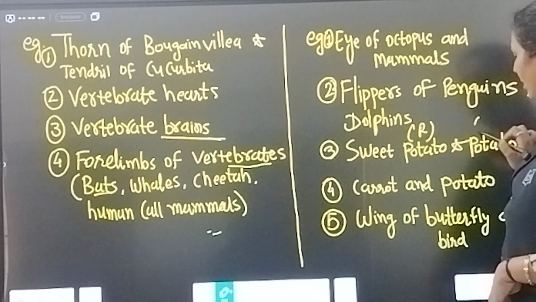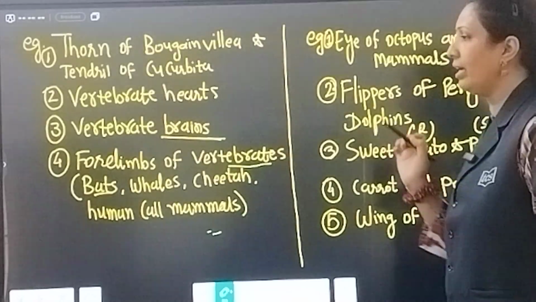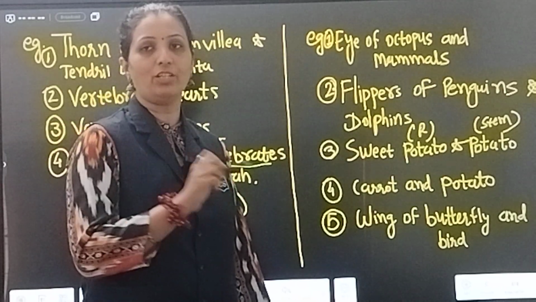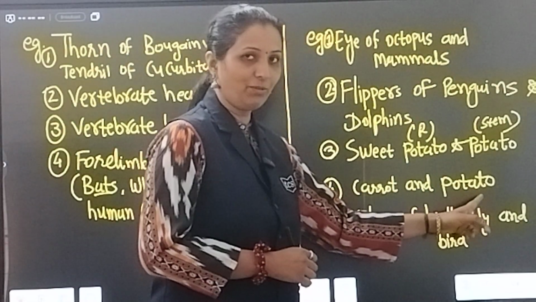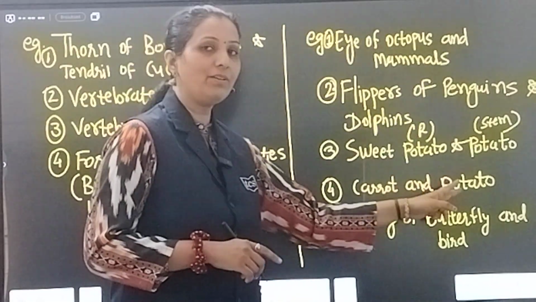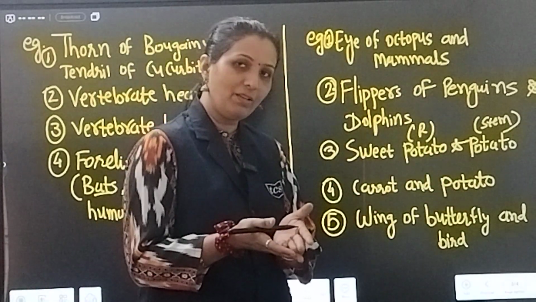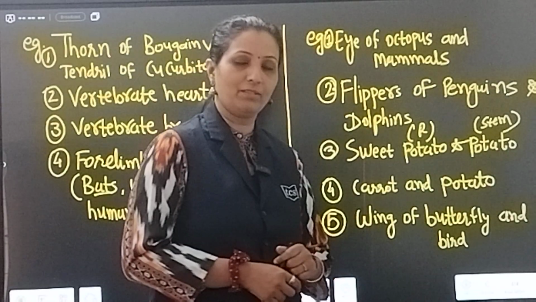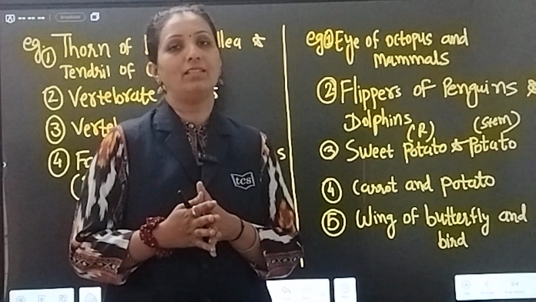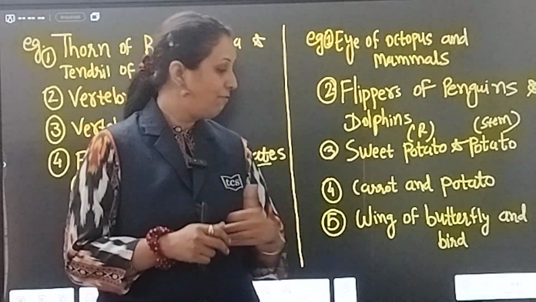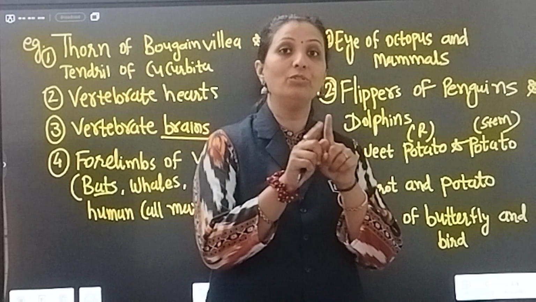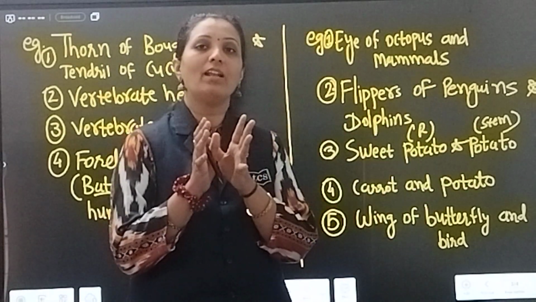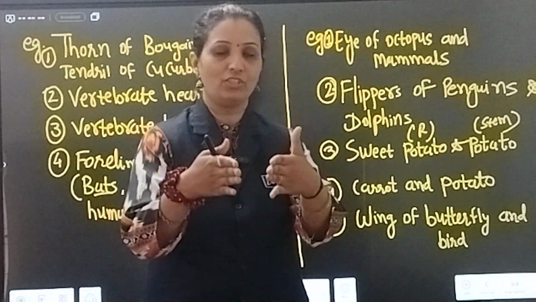Sweet potato and potato. Sweet potato is a root and potato is a stem. Both are different structures, but they perform a similar function, that is the storage of food. Carrot and potato. Carrot again is a root and potato is a stem, but both perform similar functions, storage of food. And the last, wings of butterfly and birds. The butterfly is an insect, which has chitinous wings, whereas birds have bony wings. Both structures are dissimilar, but the function is similar. That's why we call them analogous organs, and that leads to convergent evolution.